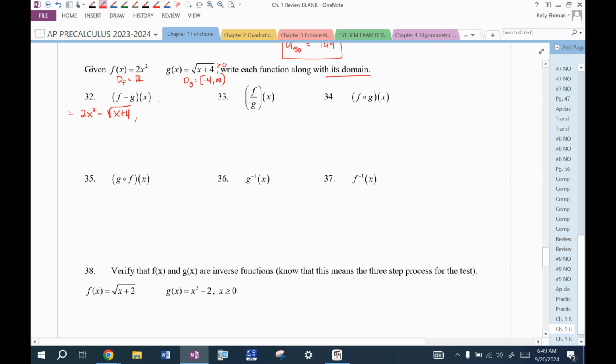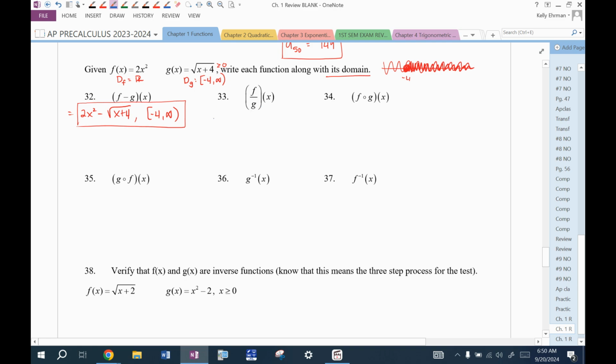And then what do we do about the domain? Remember, the domain is where these domains overlap. f is all real numbers, and then g is saying anything from negative 4 to infinity. So where do they overlap? They overlap at negative 4 to infinity. The only other thing you need to consider is if there's an extra domain restriction. Really, that only happens with division and composition.